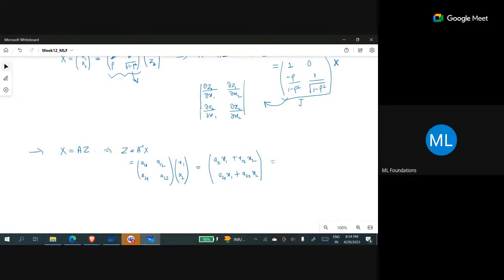Okay, now if you look at it, this is nothing but, if you do dou z1 by dou x1, you will get A11. If you do dou z1 by dou x2, you will get A12, right? I'm doing this operation. Now if you do dou z2 by dou x1, this becomes A21, and dou z2 by dou x2 becomes A22. So you see that for the linear transformation, your Jacobian matrix is nothing but the inverse. So you can just keep this in mind. This will be helpful.